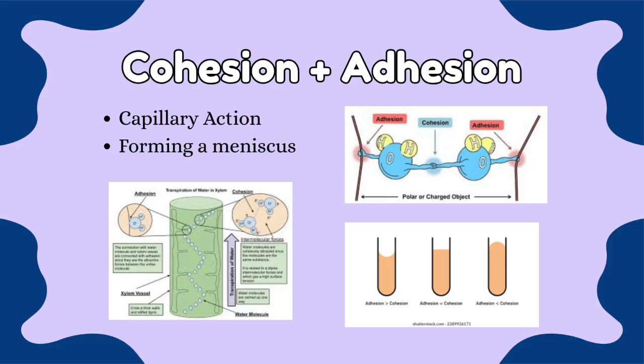So then you have cohesion and adhesion. So we're just comparing them. This diagram is really helpful in my opinion. Adhesion is the water molecule sticking to another polar or charged object, and cohesion is the water molecules sticking together. I think this is really helpful if you don't understand the differences. And these both work together to form a meniscus and for capillary action.